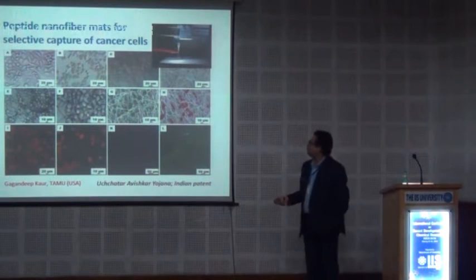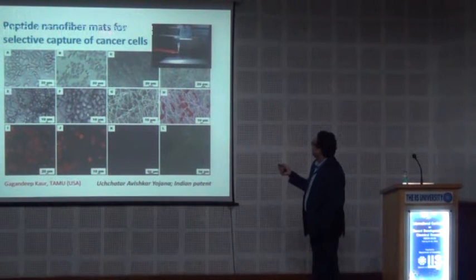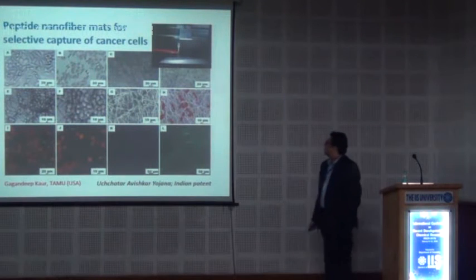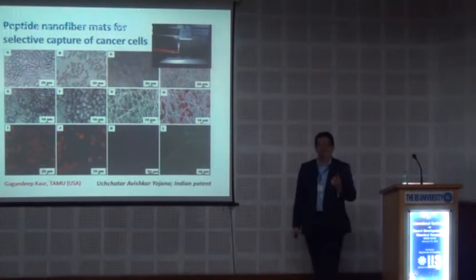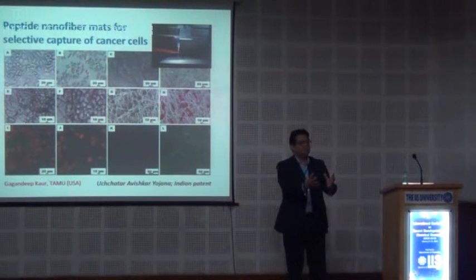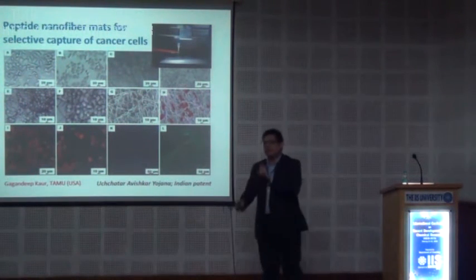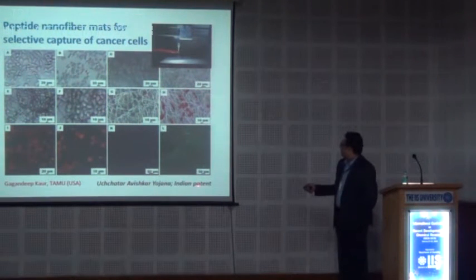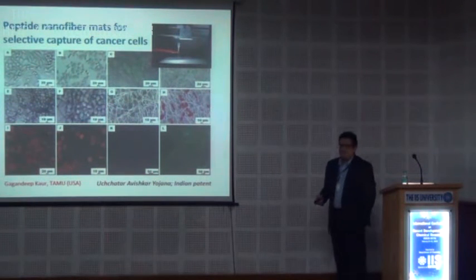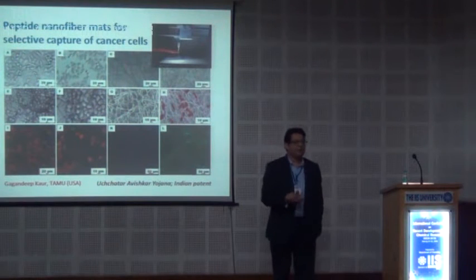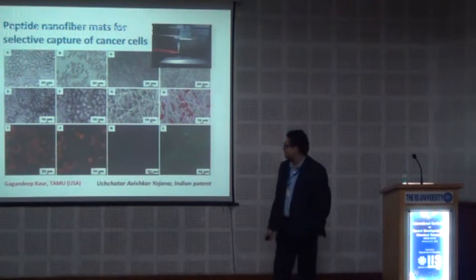The final slide before I say thank you is this translational work. We have created a peptide nanofiber mat with the help of a technology that we have developed in-house, electrospinning of these mats, where you can selectively capture a particular type of cancer cell. So if you have a bulk flow which contains all types of cells, only cancer cells of a given type will be captured, and we have a patent. We have a Uchchitar Avishkar Yojana project on it, with an industrial partner, and we are very upbeat about our success.